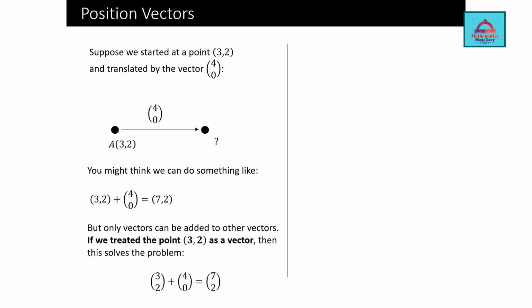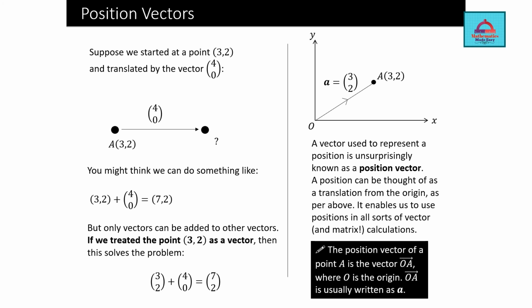So vectors are added along the same components. When you are adding the two vectors, we treat the point (3, 2) in this form, so x with x: 3 plus 4 would give you 7, 2 plus 0 would give you 2. So that's how you use position vectors.